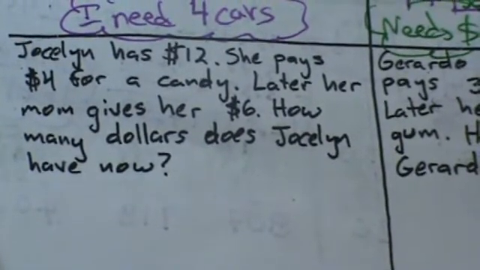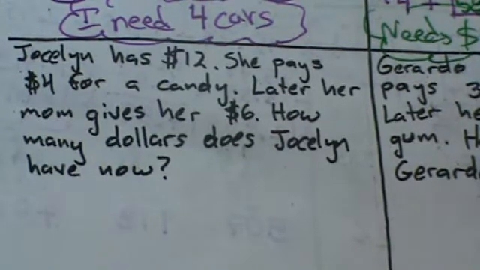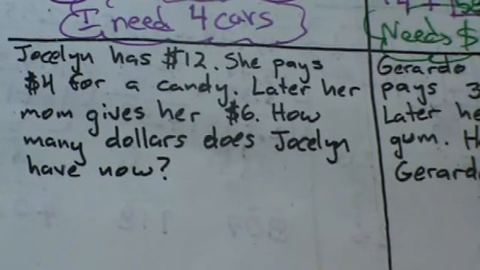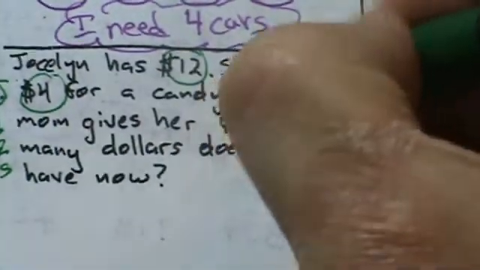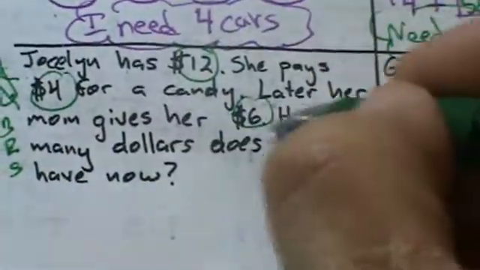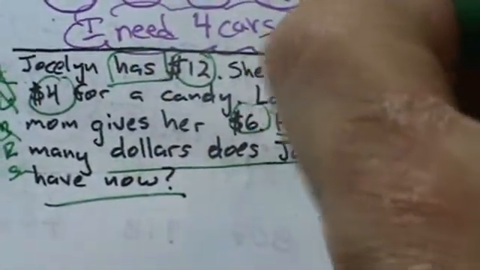Jocelyn has $12. She pays $4 for a candy. Later, her mom gives her $6. How many dollars does Jocelyn have now? Este está bien fácil. First, cubes. First, circle the numbers. 12, 4, 6. Underline the question. How many dollars does Jocelyn have now? Box the keywords. Has, pays, gives her.